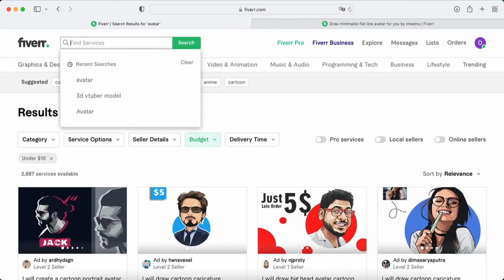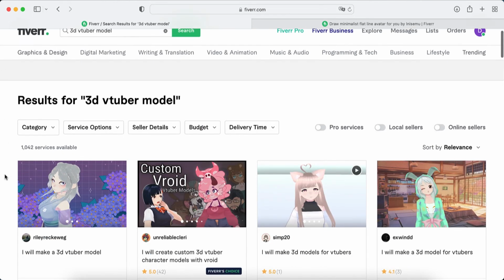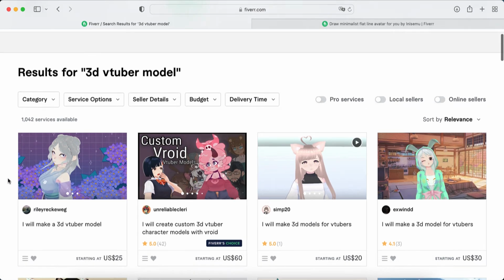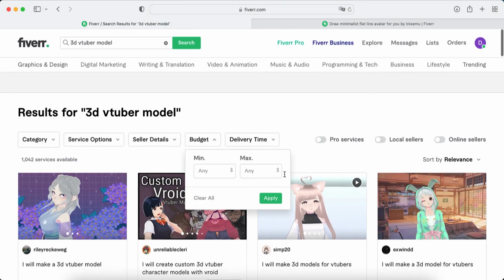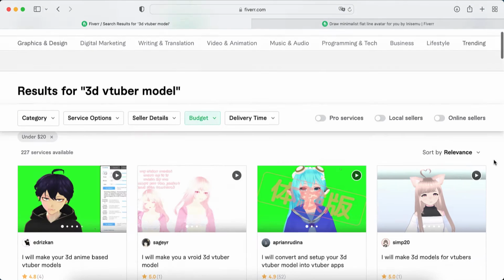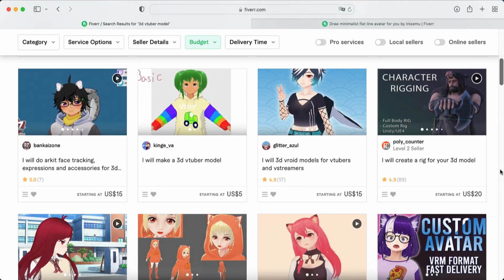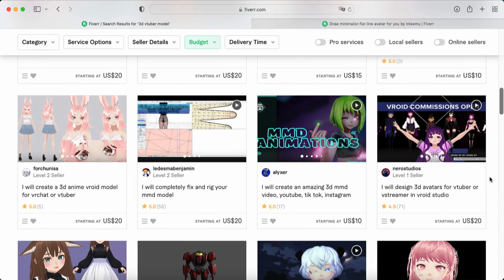Now let me show you what I did for a 3D avatar, and it's something called a VTuber model, and it's a bit of a niche, so not that many. There's much fewer sellers. For example, it's only 1,000 compared to 5,000 previously. And let me narrow it by budget so you can see what I've done. So I've narrowed it down to $20, and again, just have a scroll through, take a look at what comes up and the reviews and see what those are like.